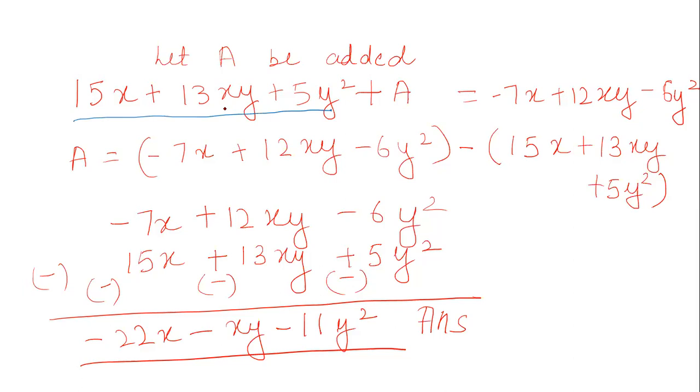So this needs to be added. This expression needs to be added to this expression to get this expression. You can check also: 15x minus 22x is minus 7x, 13xy minus xy gives you plus 12xy. 5y square minus 11y square gives you minus 6y square. So you're getting it correct.